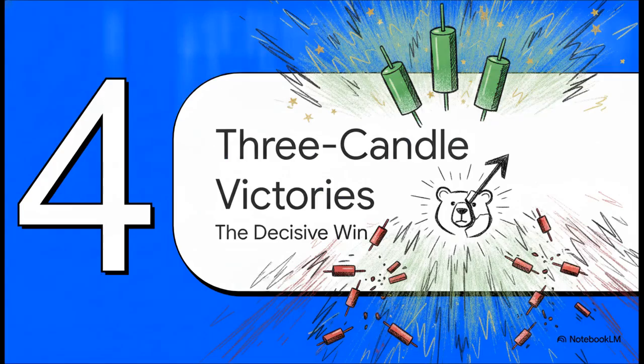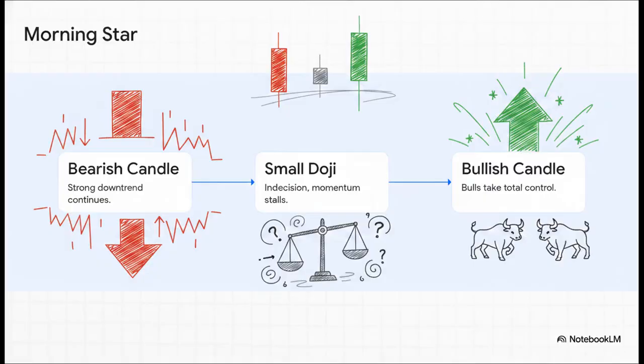Which brings us to part 4, 3-candle victories, the decisive win. Now we escalate to the ultimate triumphs, the moments where the bears are completely overwhelmed and routed. Let's walk chronologically through one of the most famous of these, the Morning Star. Step 1. We have a strong bearish candle. The downtrend looks incredibly healthy.